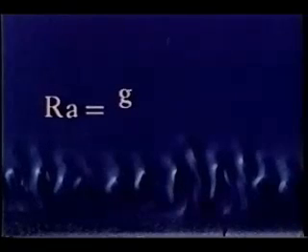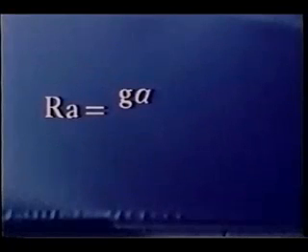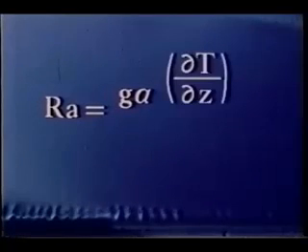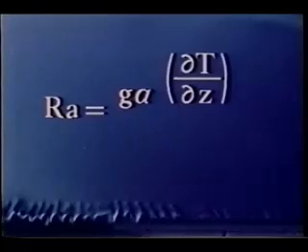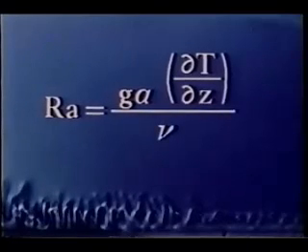The critical parameter is the Rayleigh number, which involves gravity, the thermal expansion coefficient, the vertical temperature gradient, and the effects which tend to prevent instability, viscosity and thermometric conductivity, and finally a length parameter h, such as the thickness of the fluid layer.